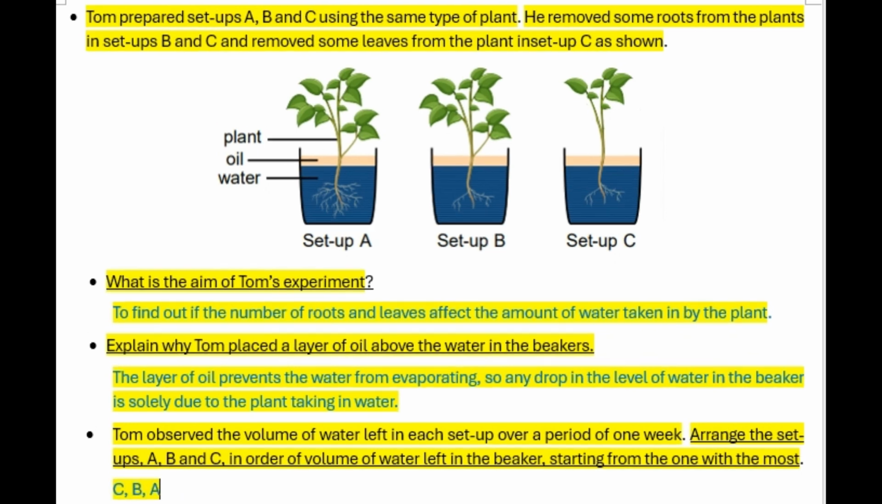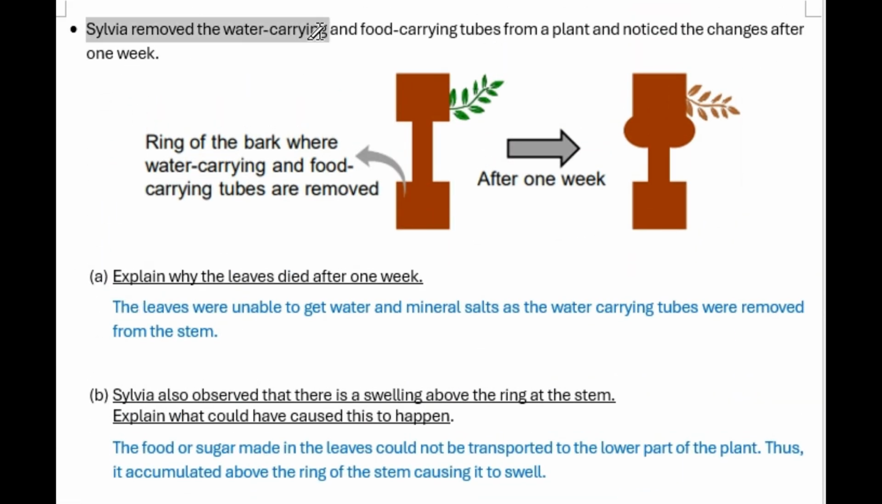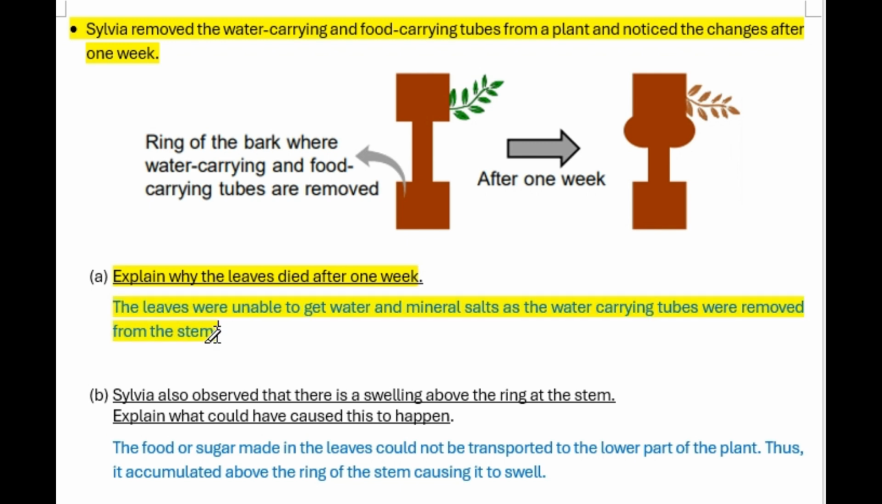Sylvia removed the water-carrying and food-carrying tubes from a plant and noticed the changes after 1 week. A. Explain why the leaves died after 1 week. The leaves were unable to get water and mineral salts, as the water-carrying tubes were removed from the stem.